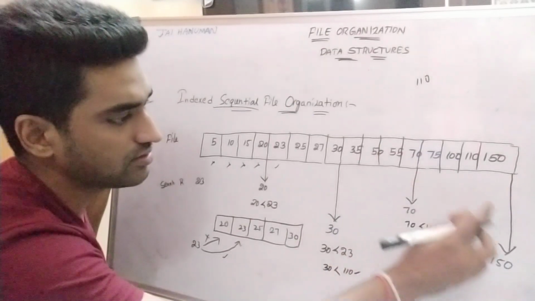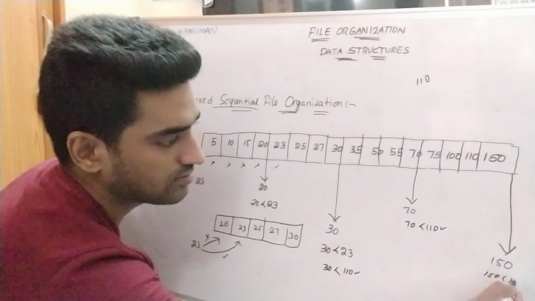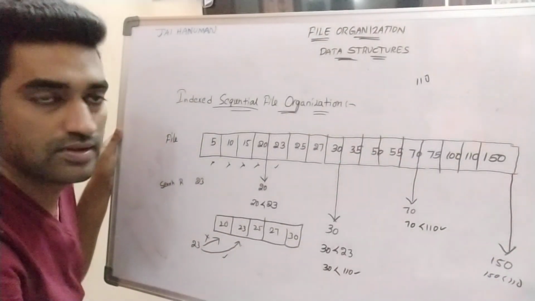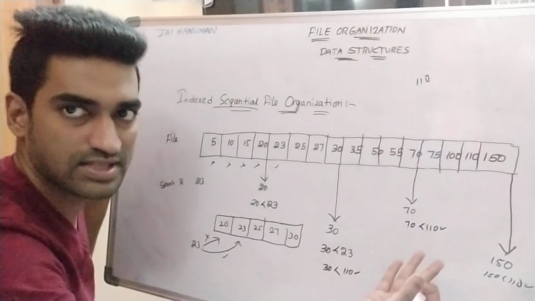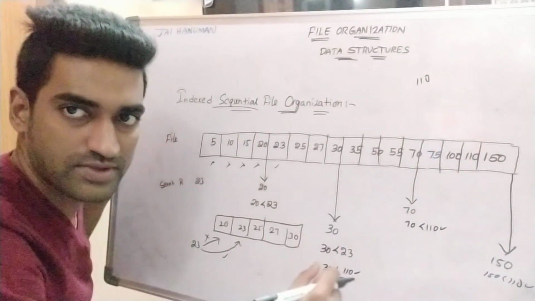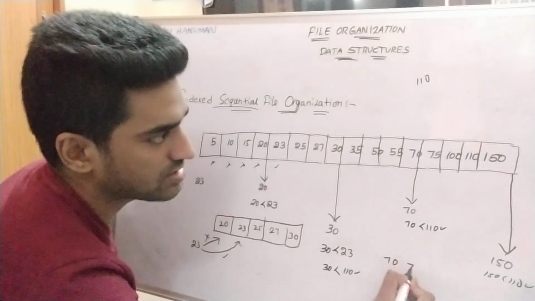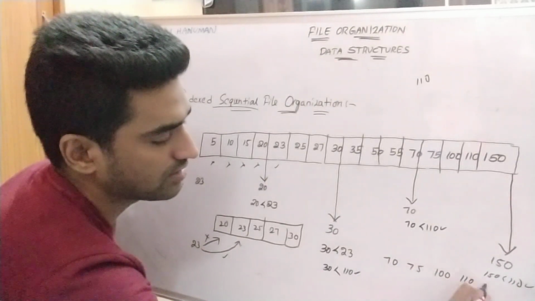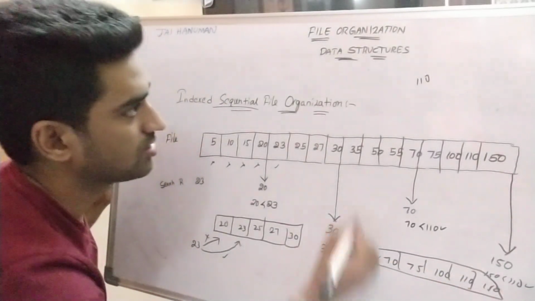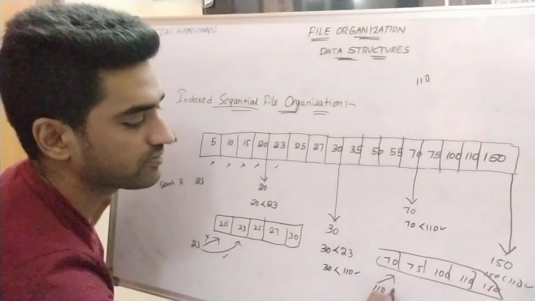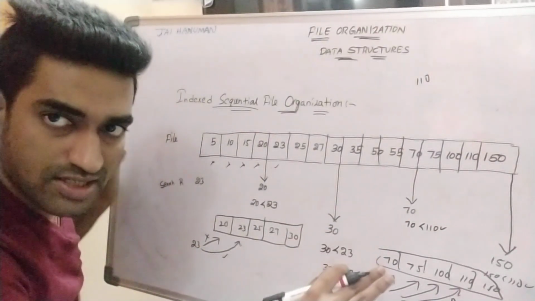Here again we are comparing the higher index value. So 150. 150 less than 110, this condition is also false, so we can search the left sublist. Here the right sublist is not present, so obviously we search the left sublist. Now I am considering this list: 70, 75, 100, 110, 150. Then we are applying sequential search. The record is 110, so 110 is compared with 70, 75, 100, 110. The record is found and the process has been stopped.